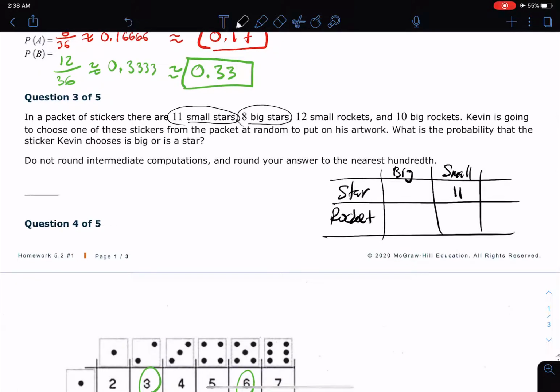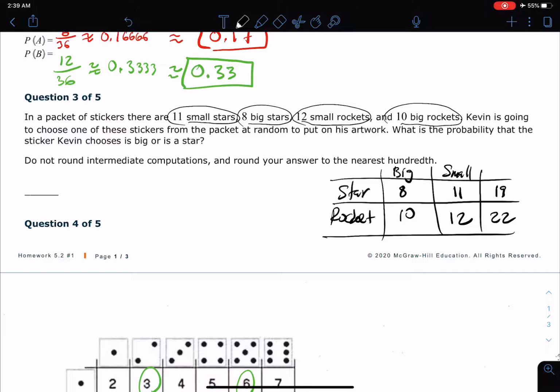There are 8 big star stickers. So how many star stickers do we have total? Looks like we got 19, right? Okay, let's continue to fill out 12 small rocket stickers. 12 small, whoops, that's big. 12 small rocket stickers, and then 10 big rocket stickers, and 10 plus 12 is 22.